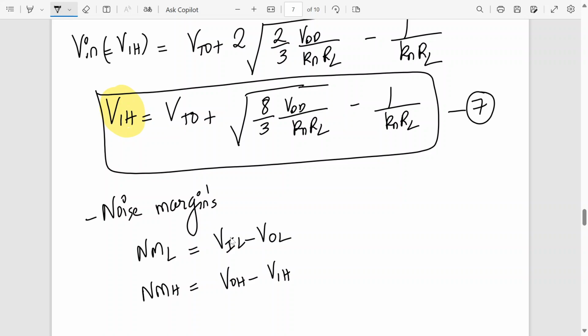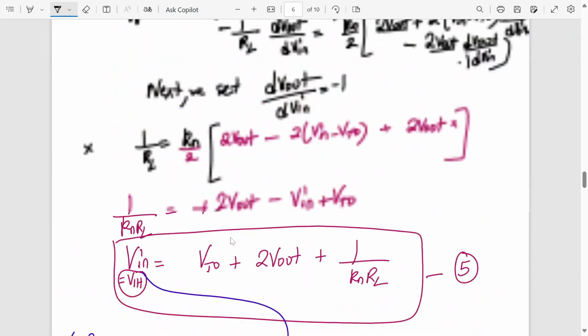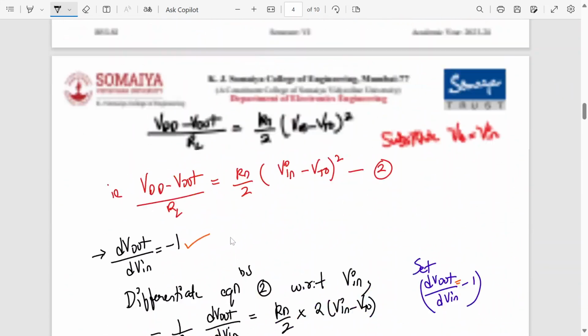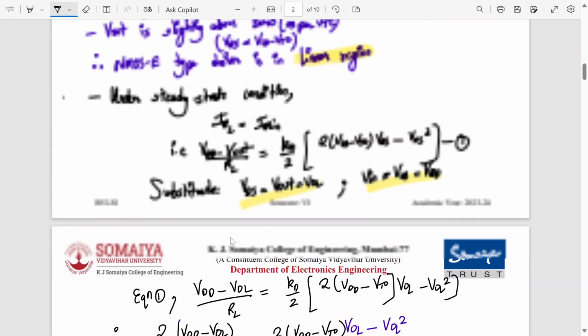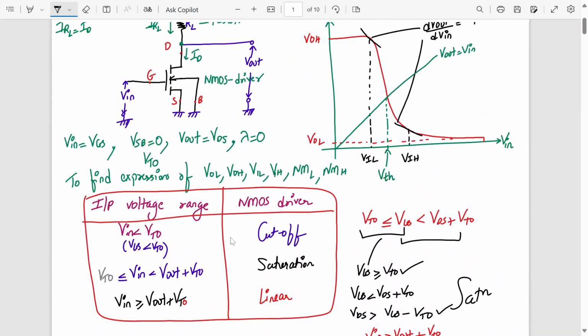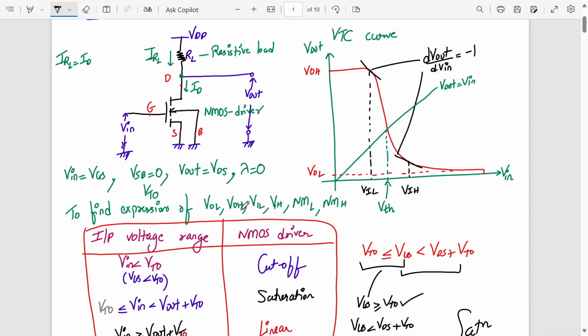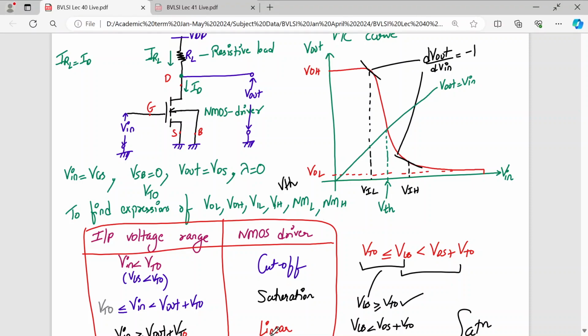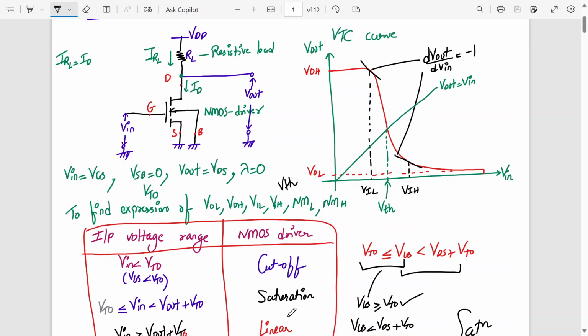Then there is one more which is left out, which we have to do quickly. Remember, we have 5 critical parameters. Let me show it to you: VOH, VOL, VIL, VIH, and VTH. VTH is also left, the threshold voltage of the inverter. So let's calculate the threshold voltage of the inverter now.